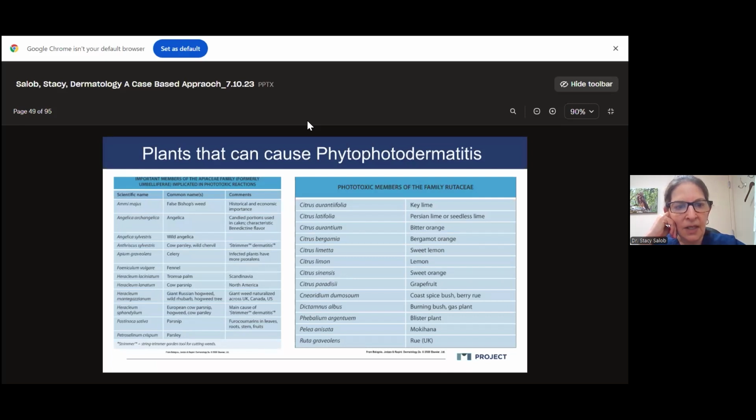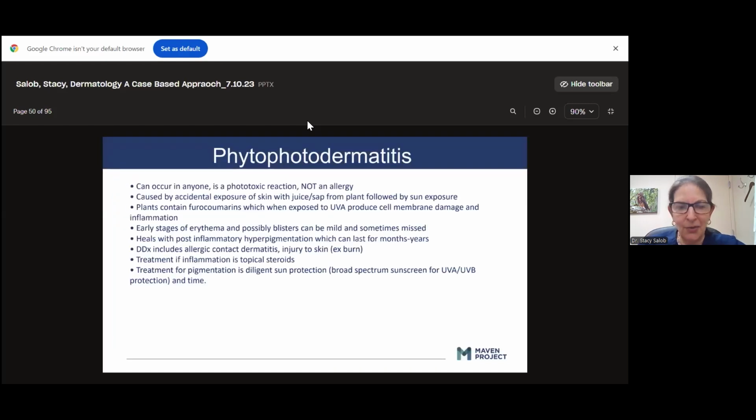These are two tables looking at the plants that can cause this. The most common ones that I tend to see are on the right, which is lemons and limes. I saw a patient who, outside, drank a Bloody Mary with a celery stalk sitting vertically, and she wound up corresponding to the celery stalk with this vertical linear hyperpigmented patch on her upper lip. And a few months ago, I had a MAVEN consult with this condition, and she was super excited to try to figure it out. So this can occur in anyone.